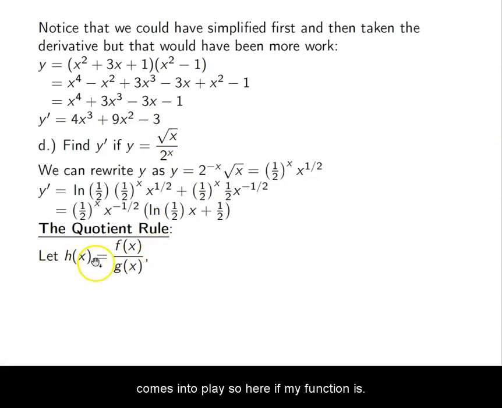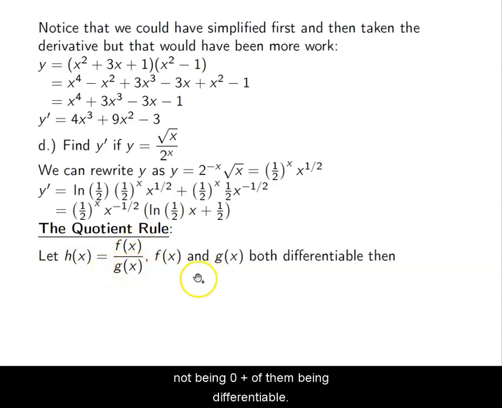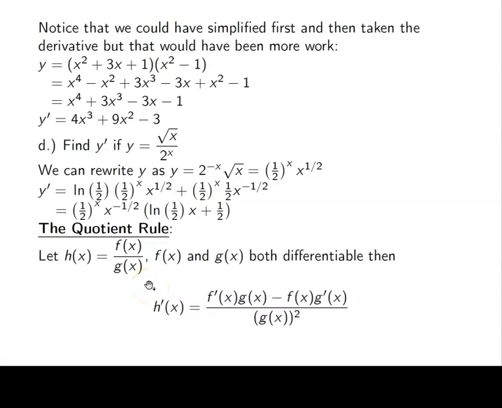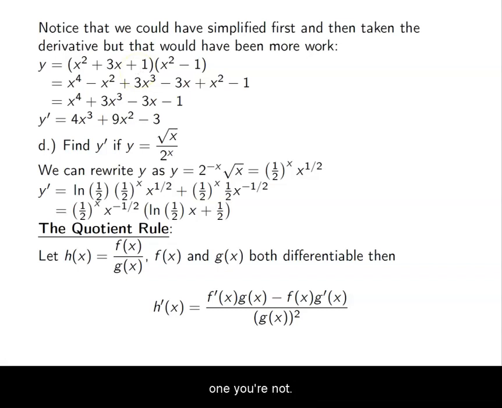So here, if my function is two functions being divided by each other, obviously the bottom function not being 0, both of them being differentiable, then the rule is different. So I'm not going to go through the long-winded limit explanation of finding this. I'm just going to give you the formula. It's very, very similar to what we had for the product rule, but it's a little bit different. Okay, here there is a negative sign. So in the product rule, I was kind of saying it doesn't matter which one you choose to differentiate first, as long as you alternate which one you're differentiating and which one you're not when you add them together.